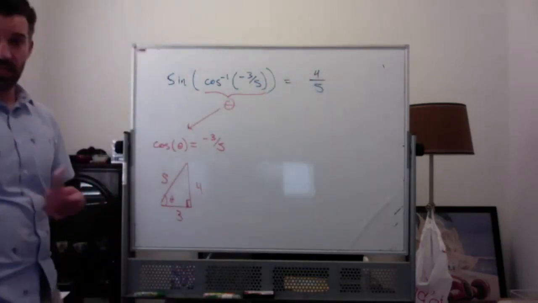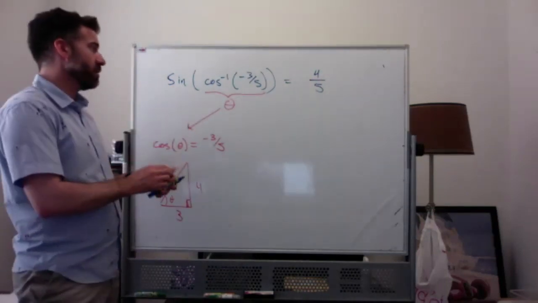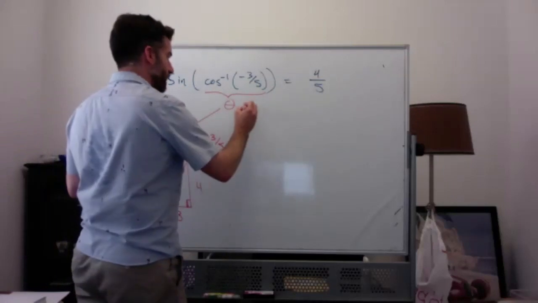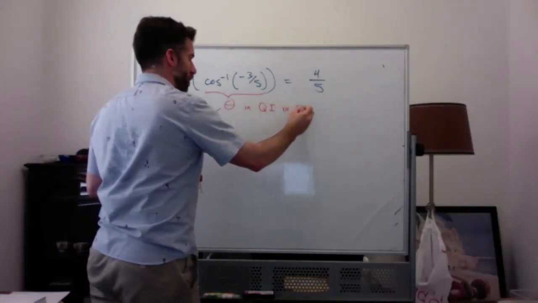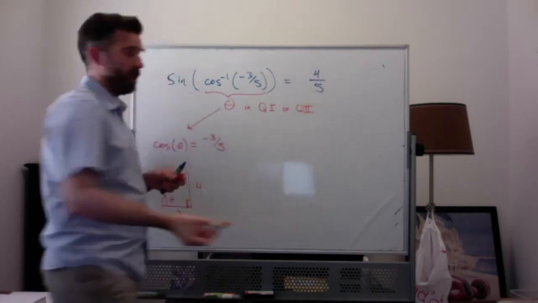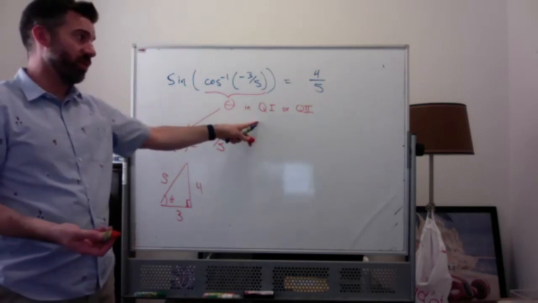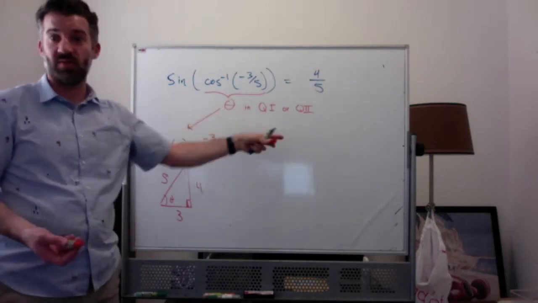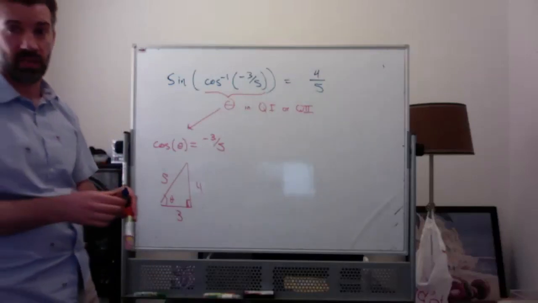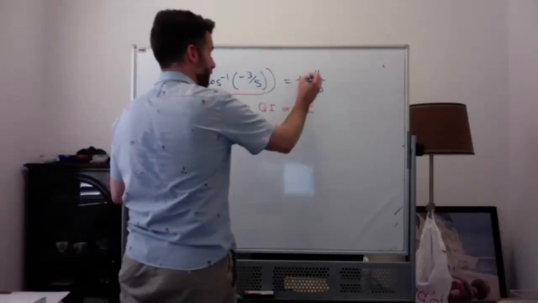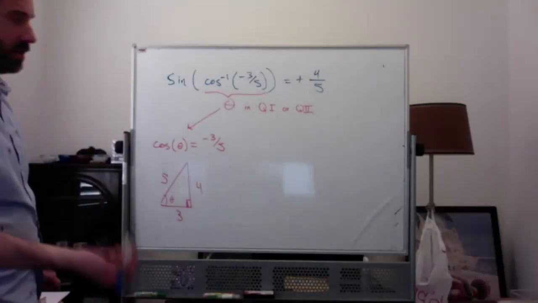But let me ask, is it positive or negative? Well, we know inverse cosine. We know that theta is in quadrant 1 or quadrant 2. And regardless here, sine of an angle in quadrant 1 or sine of an angle in quadrant 2 is positive either way. So we really don't have to think too much about which quadrant it's in. We know that sine will have to be positive. Okay, let's do the other one.